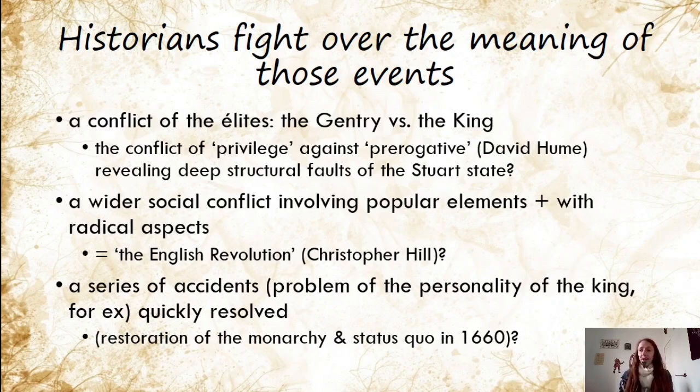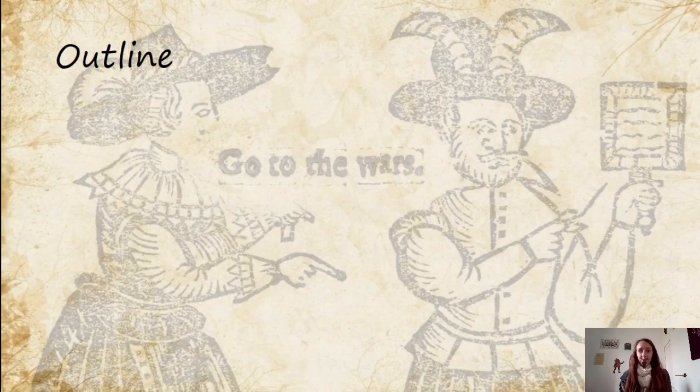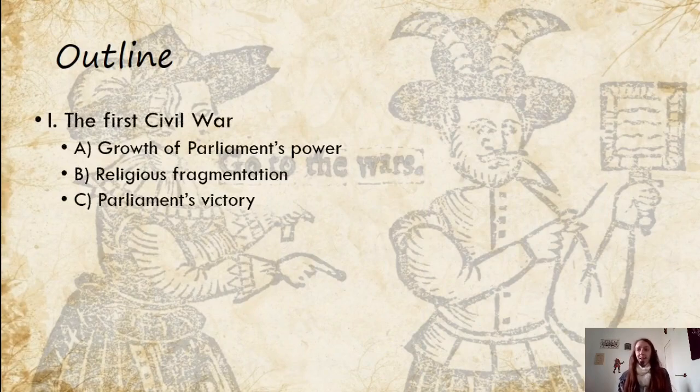But it's also been said that the Civil War was a series of accidents that were quickly resolved. Accidents meaning problems with the personality of the king, see what the problem could be, but that those accidents were quickly resolved with the restoration of the monarchy and the status quo being restored in 1660. In other words, the interpretation of the events that are going to follow is not 100% clear and settled.